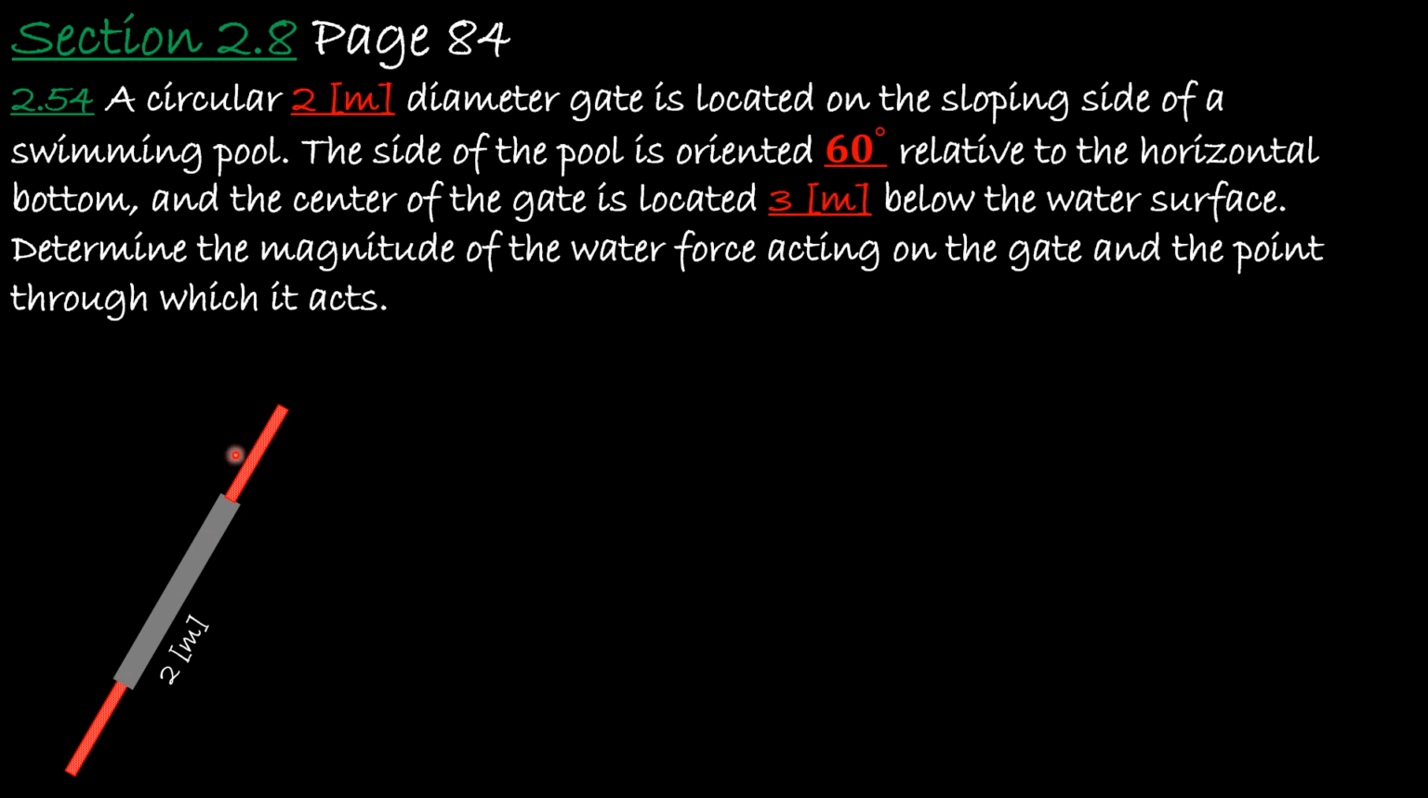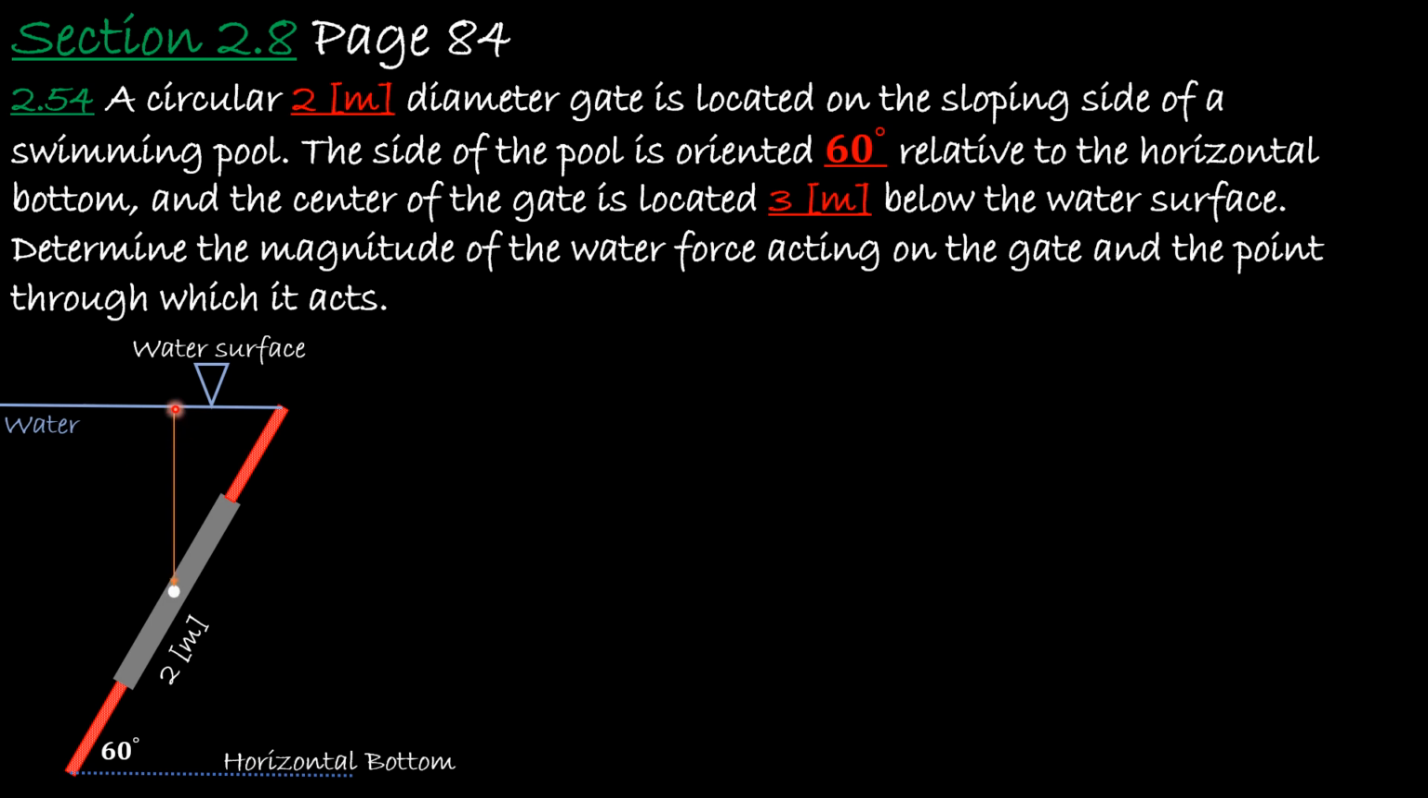So this is ours in here. This is called the horizontal bottom. So the side, referring to the sloping side of the pool, is oriented 60 degrees relative to the horizontal. So this is our 60 degrees right here. It tells us that below the water surface, the center of the gate is located 3 meters. So this is the water surface. In this swimming pool, the type of liquid that we're dealing with is water. And the distance from the water surface to the center of the gate is 3 meters.